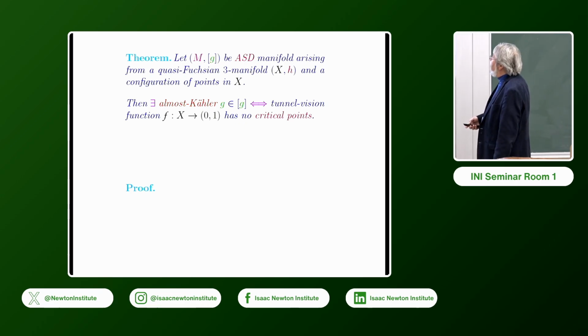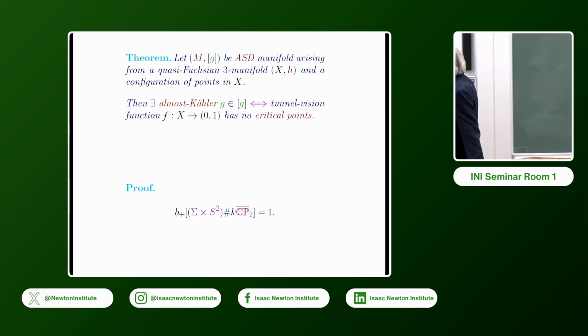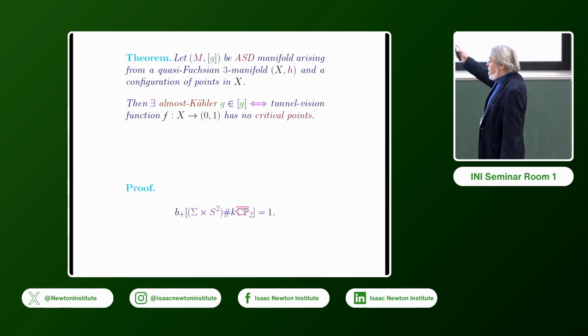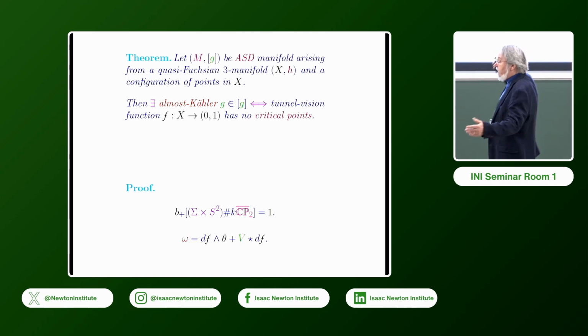So the proof of that is that here I'm going to write down a harmonic self-dual two-form. All it has to be is a closed self-dual two-form that is regular on the manifold. So this is a manifold with b plus equal to 1, and there's only one such thing up to scale. So I just have to write down an example.